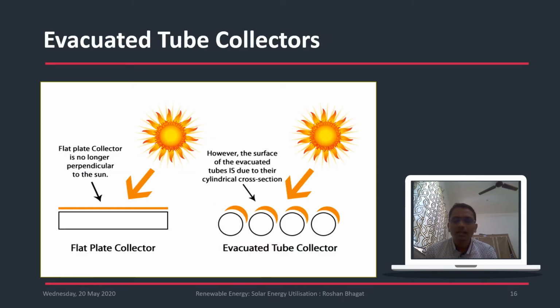Next, we have seen a flat plate collector, and we have seen concentrating type of collectors. The next thing is the evacuated tube type of collectors. This is the latest technology which is actually utilized. What were the drawbacks of the flat plate collector and the concentrating collector? These are actually eliminated in the case of an evacuated tube type of collector. Now we'll see one by one what the drawbacks are.